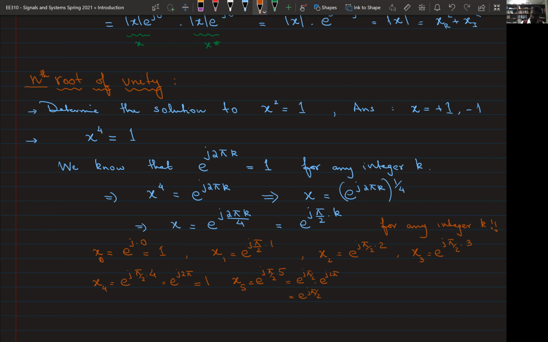The first is equal to 1. What is e raised to power j pi by 2? It is j. What is e raised to power j pi by 2 times 2? That's nothing but e raised to power j pi, which is minus 1. So let me use another color here. This solution is 1. This solution is j, as somebody said in the chat box. This solution is minus 1. And this solution is minus j.